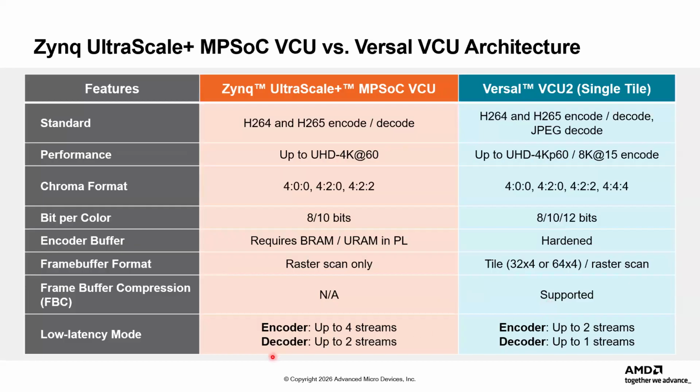And for low latency modes for the encoder side, you have up to 4 streams, the decoder up to 2 streams. Here, it just cuts it in half so that it allows you to basically still be able to support multiple streams if necessary on the encoder side, but be able to maintain the low latency operation.